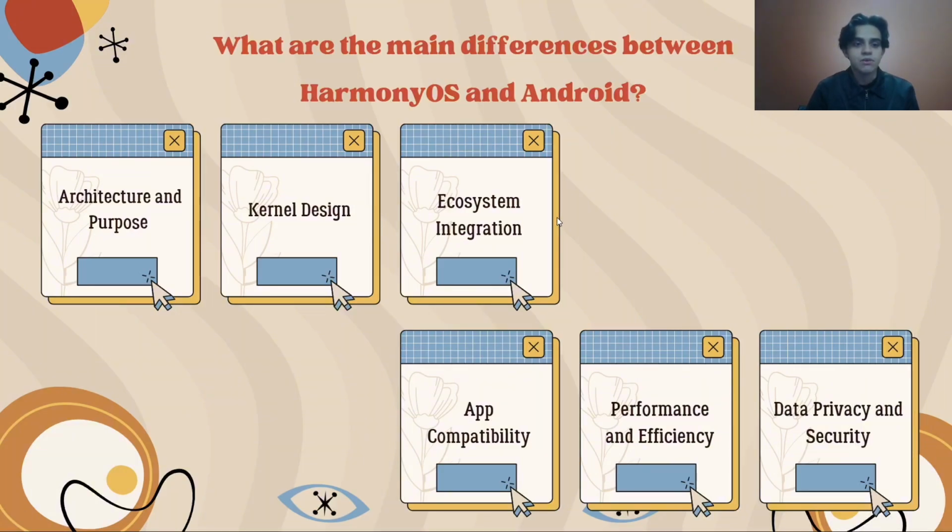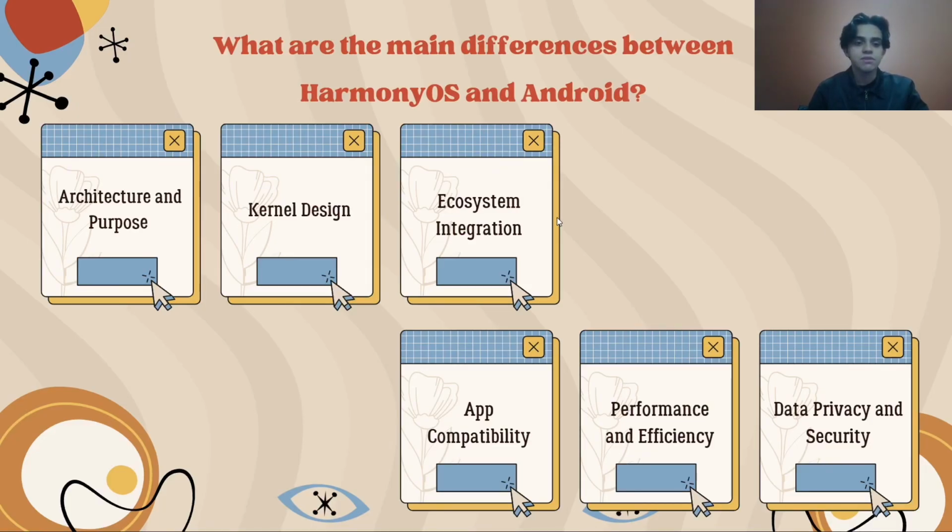Android, in contrast, uses the Android Runtime, which is optimized primarily for single device applications. While Android supports a wide array of apps, its architecture limits its ability to provide the same level of cross-device compatibility. Now, let's talk about performance and efficiency.